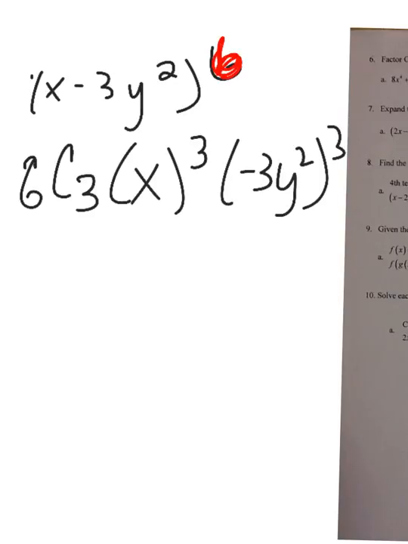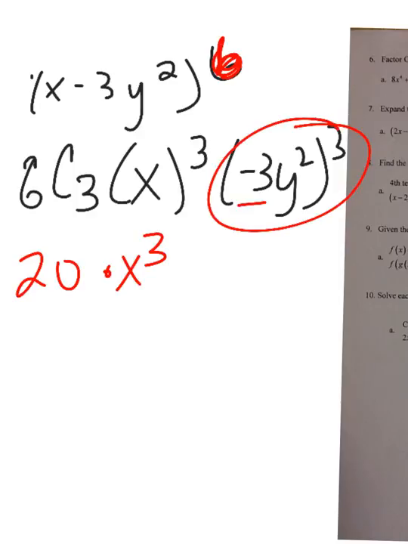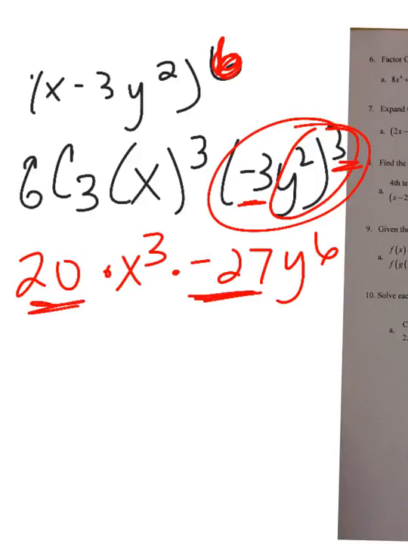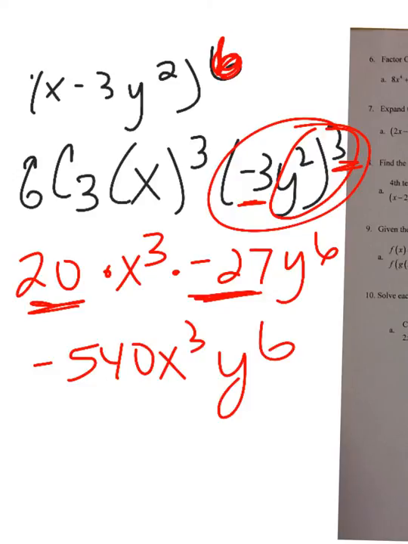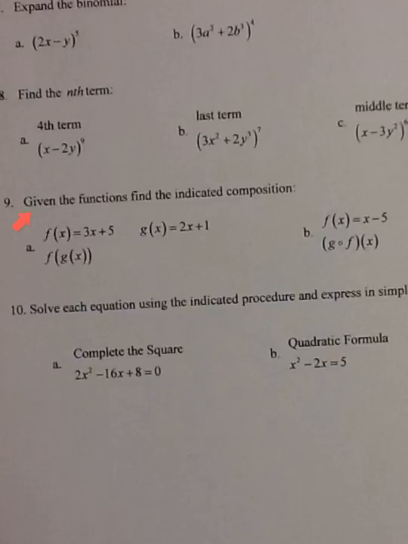So 6c3 is 20 times x to the third. All right, now remember, you have to do negative 3 to the third power, that is negative 27. And then I have y to the second to the third is y to the sixth. So 20 times negative 27 is negative 540 x to the third, y to the sixth power. Okay, so let's take a look at 9. Okay, so 9 says, given the functions, find the indicated composition. So for number 9 here, we have f of x is equal to 3x plus 5, and g of x is equal to 2x plus 1. We're looking for f of g of x.